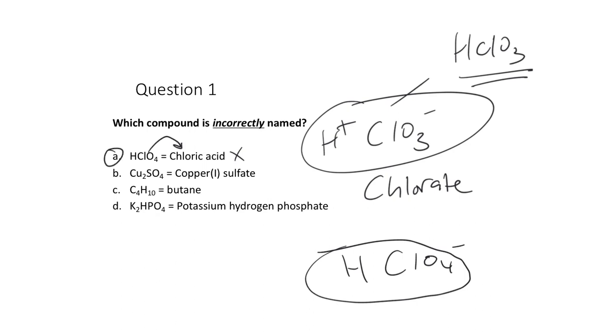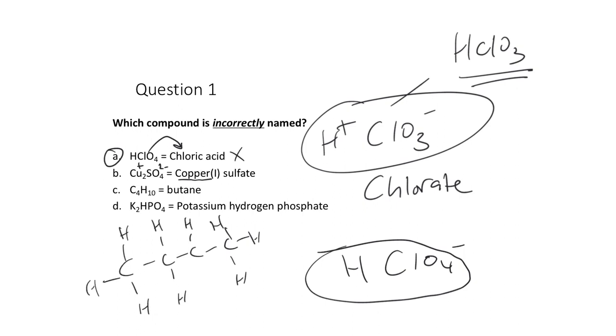Copper 1 sulfate is indeed Cu2SO4, so we have a 2 minus. So we have a plus 1 charged copper, which is indeed copper 1. Butane is C4H10, so 4 carbons, 3 bonds to hydrogen for the end positions, and then CH2s in the middle. Each carbon gets 4 bonds in the saturated hydrocarbon, so that's correctly named.